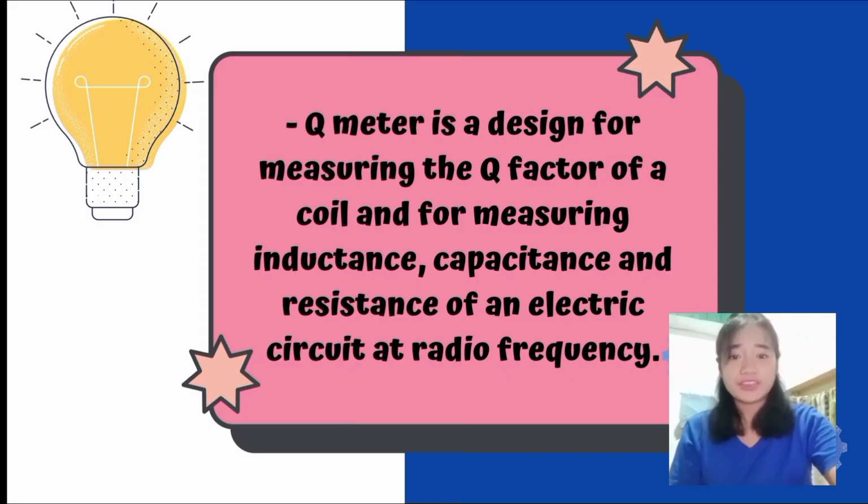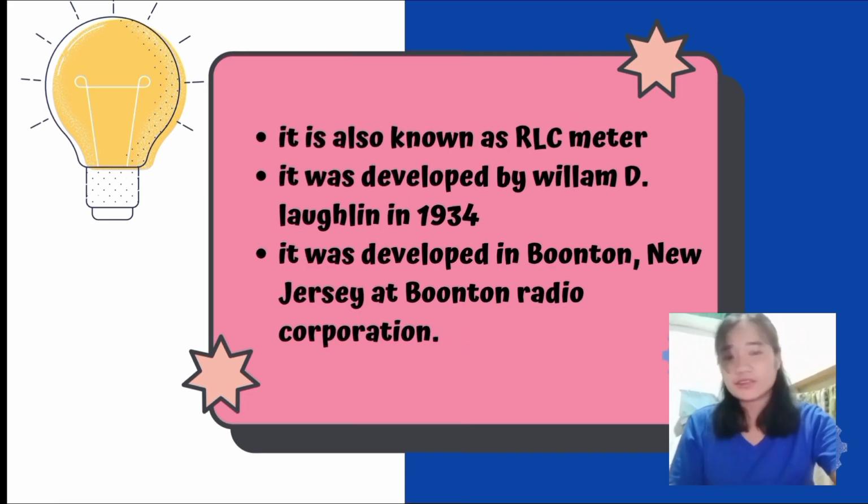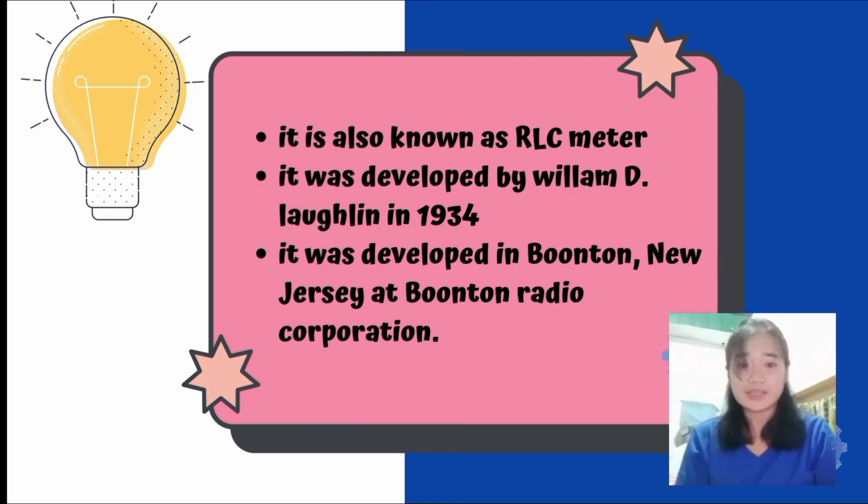So, a Q-meter is a device designed for measuring the Q factor of a coil and for measuring inductance, capacitance, and resistance of an electric circuit at radio frequency. The Q-meter is also known as an RLC meter. It was developed by William D. Laughlin in 1934 in Boonton, New Jersey at Boonton Radio Corporation.